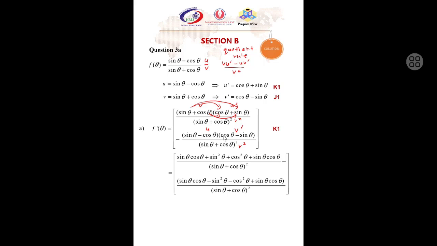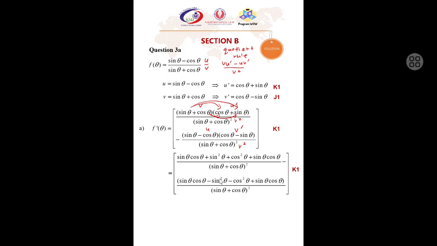Sine theta cos theta. And then same thing as the second term. The only difference is the sign here. So you have negative sign here. So negative sine square theta minus cos square theta, plus sine theta cos theta. And then, okay, this is another K1.